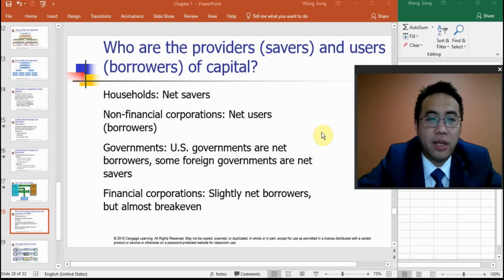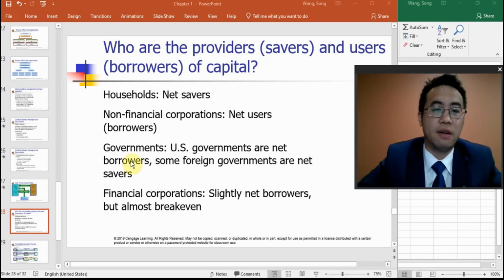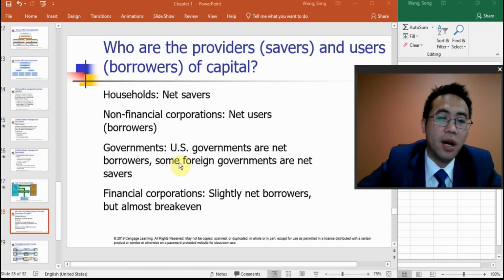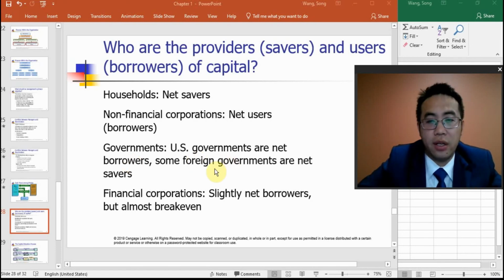And the US government is also a net borrower. As you know, the US government issues a lot of treasury bills to finance the government projects, such as the relief funds for COVID-19. But some other foreign governments, like the Japanese government or the Chinese government, are net savers. They save a lot of money from the revenues from international trade, and then use the saved money to invest in other securities.